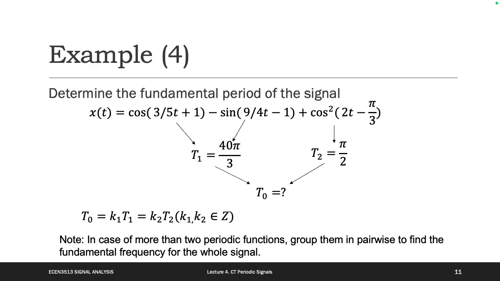For now we know we need to find T2 over T1. That T2 is pi over 2, am I right? And we divide by that one, which is 40 pi over 3, so it will equal 3 pi, it will equal 3 over 80. Am I right?